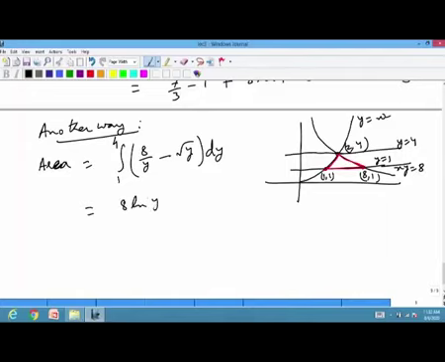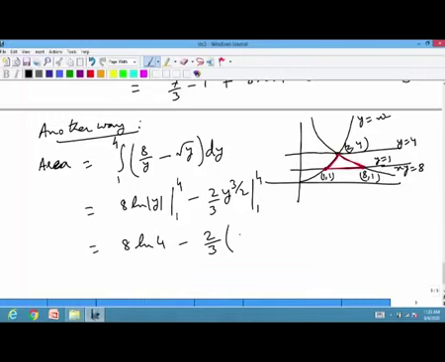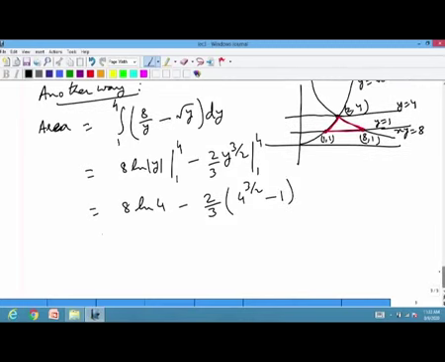8 log y from 1 to 4 minus y to the 3 by 2 divided by 3 by 2, from 1 to 4, which is equal to 8 log 4 minus 2 by 3 times 4 to the 3 by 2 minus 1, which is equal to 16 log 2 minus 2 by 3. 4 is 2 square, so this is 8 minus 1. So, 16 log 2 minus 14 by 3.